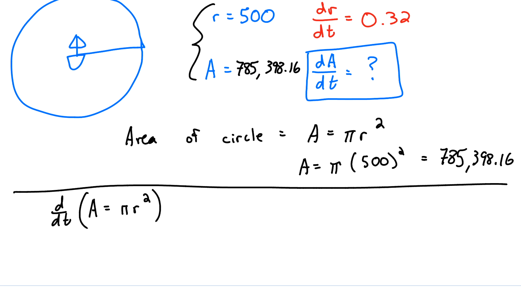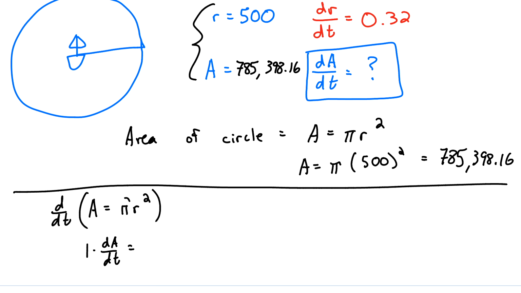So the derivative of A, well, that's just 1. But again, I'm taking the derivative with respect to time t. Area is changing with respect to time, which means area is a function of time. So that means I need to multiply by dA over dt is equal to the derivative of this right-hand side.